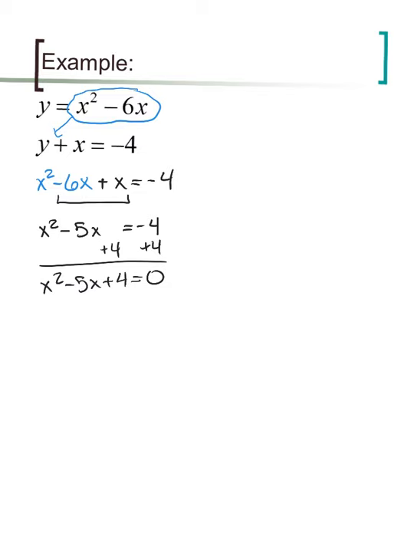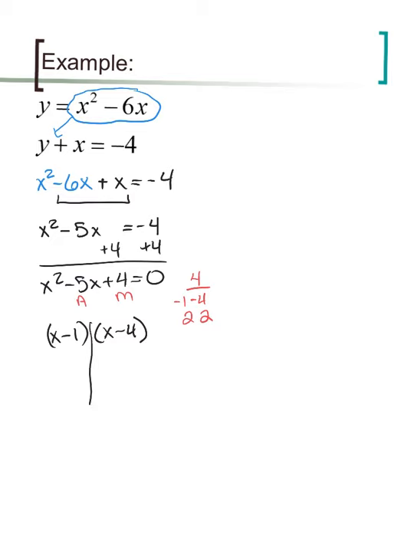Now I'm going to factor. I'm looking for two numbers that add to -5 and multiply to 4. So if I list my factors of 4, I have 1 and 4, or 2 and 2. Since I want them to add to -5, if I make both of these negatives, that gives me -5. So my factors here are x minus 1 and x minus 4.